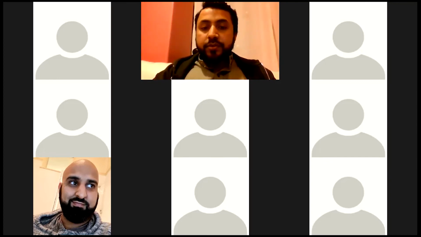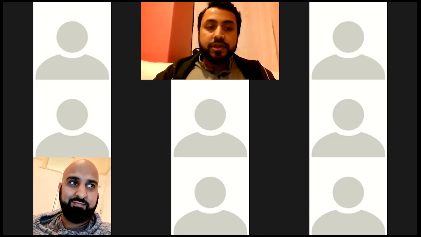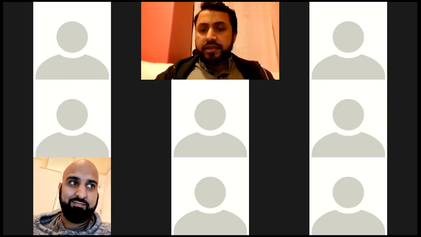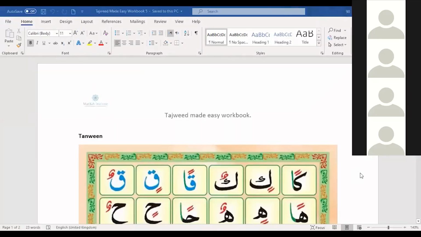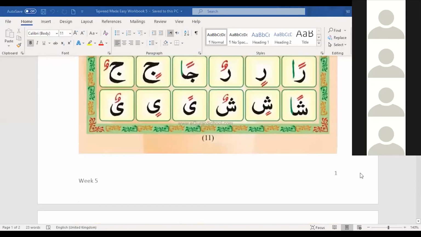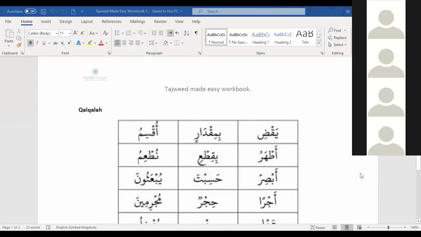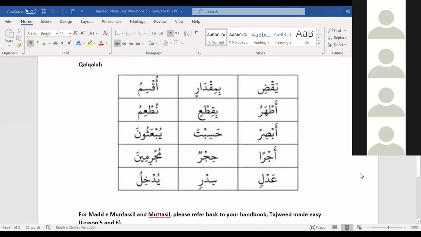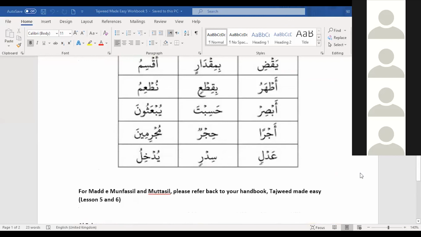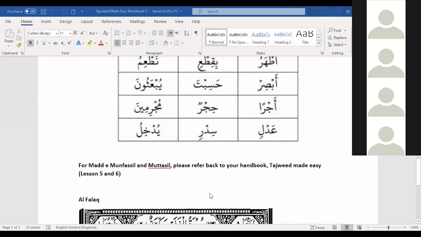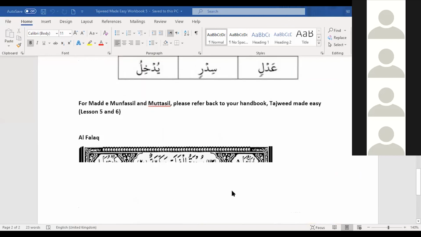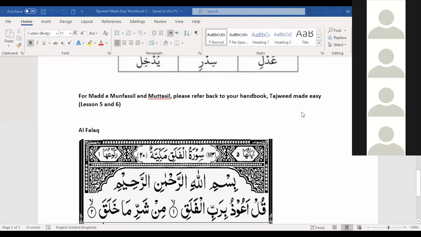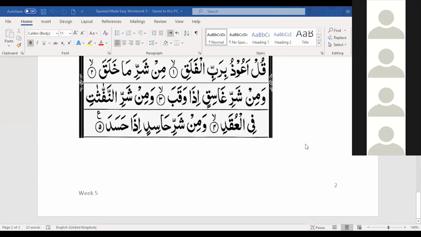Okay, so when we're looking at this, guys, this is what the workbook is. I've put a quick example of tanween there, so just practice that. Then you've got your qalqala examples here, and obviously you've got the examples in your book as well. And then you've got Madd Munfasil and Muttasil, which is on your other workbook, lessons 5 and 6. And then I've put Al-Falaq in there for you as well.